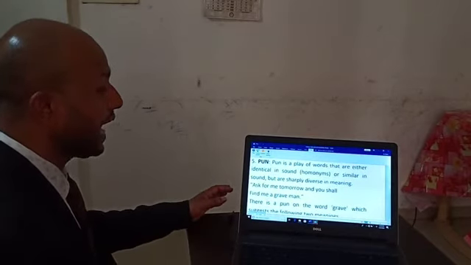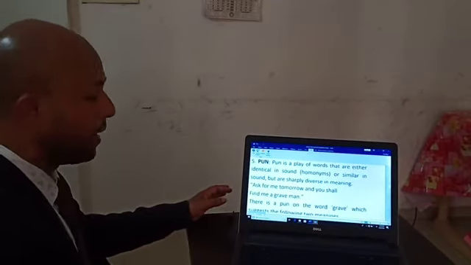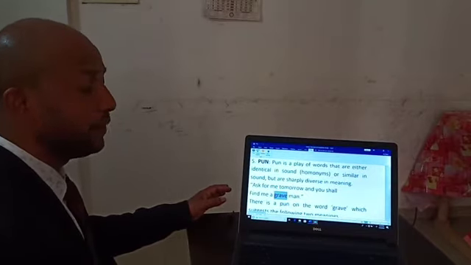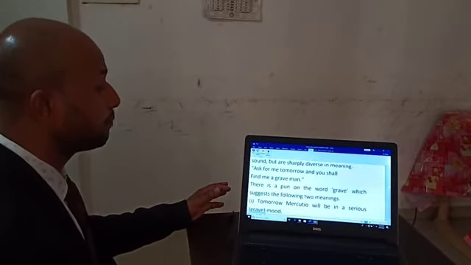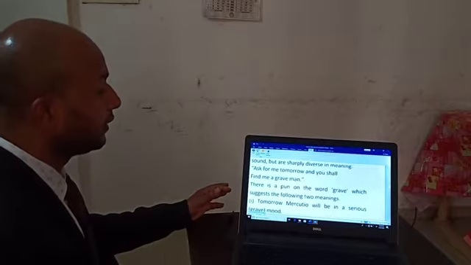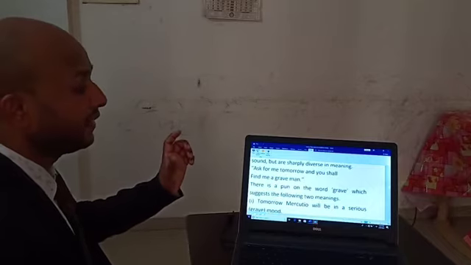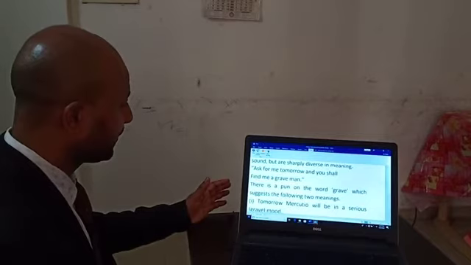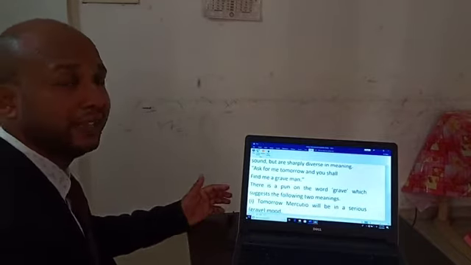"Ask for me tomorrow and you shall find me a grave man." See, "ask for me tomorrow and you shall find me a grave man." Grave, what does that mean? Grave means serious. See the explanation given here. There is a pun on the word grave, which suggests the following two meanings. See, same spelling, but meanings are different. It's a homonym, same sound, same pronunciation, but it has got different meaning.